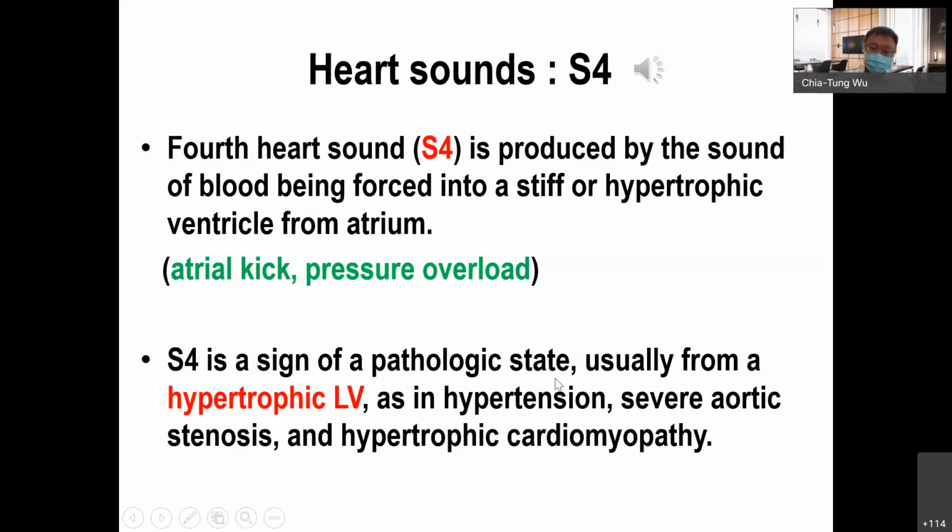It's a pathological status, and we can hear S4 on patients with hypertrophic left ventricle, such as patients with very serious hypertension, severe aortic valve stenosis, or hypertrophic cardiomyopathy.